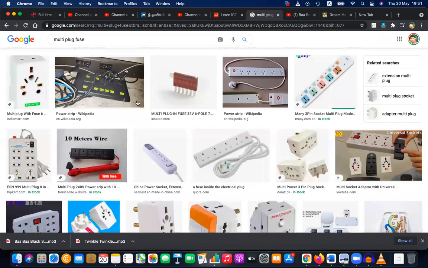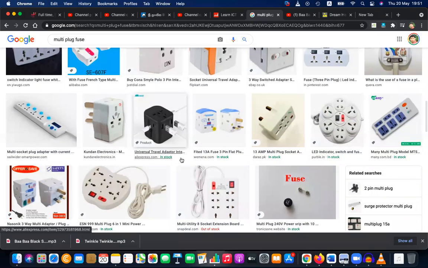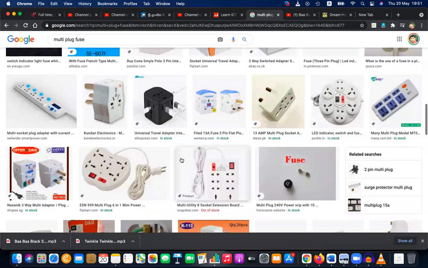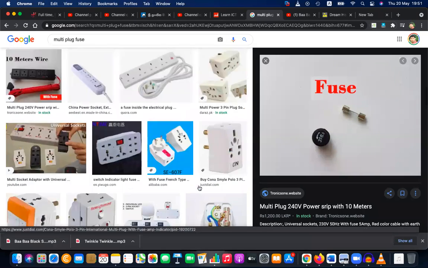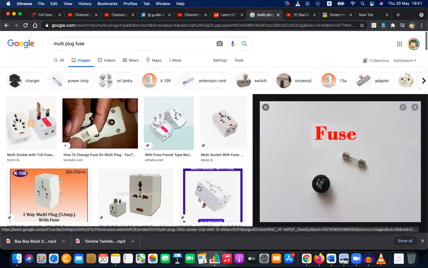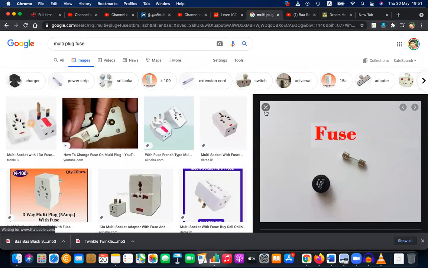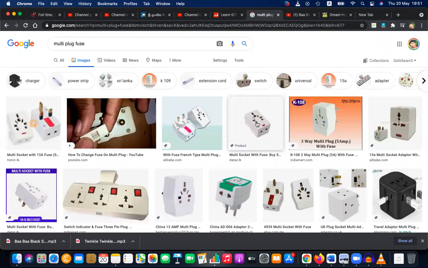Fuse, okay. So why is that fuse there? Because in case high voltage or irregular voltage comes, what will happen? It will burn this fuse and disconnect the line. Then what you have to do is replace the fuse. When it disconnects, the fuse will stop further damage.